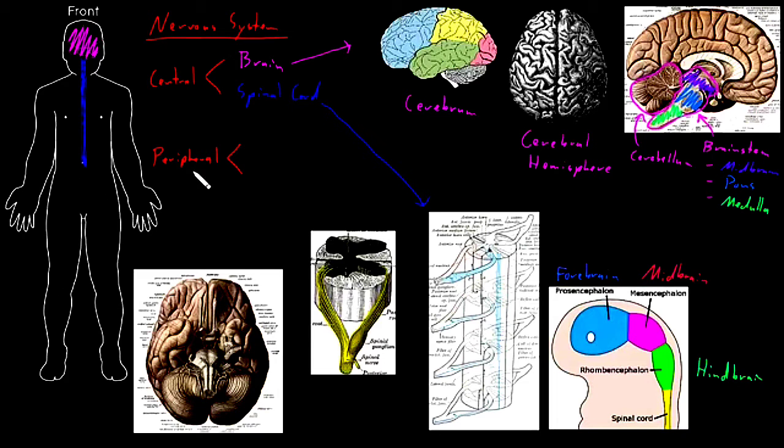the body. The peripheral nervous system consists of two types of structures. The first are called nerves. Let me just underline this nerve right here. These are these long stringy structures that are going to go all over the body.